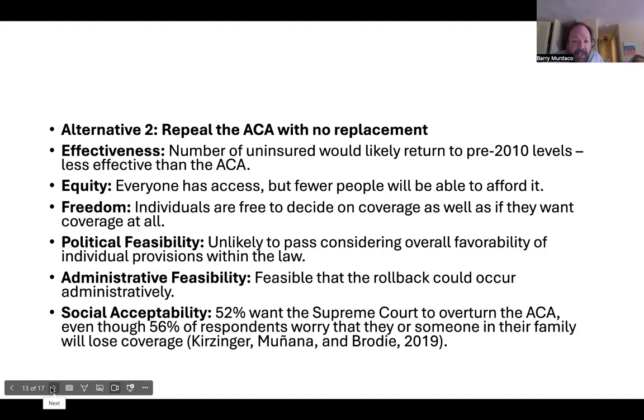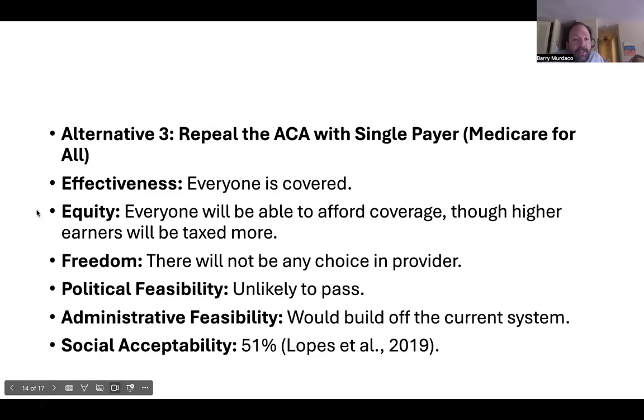And about the same percentage of people want the Supreme Court to overturn the ACA as the number of people that support the ACA, 51% versus 52%, which is virtually identical. Alternative three, repeal the ACA with single payer Medicare for all. Effectiveness, everyone is covered. Equity, everyone will be able to afford coverage, though higher earners will be taxed more. So some people will be taxed at a higher rate than other, lower income people.